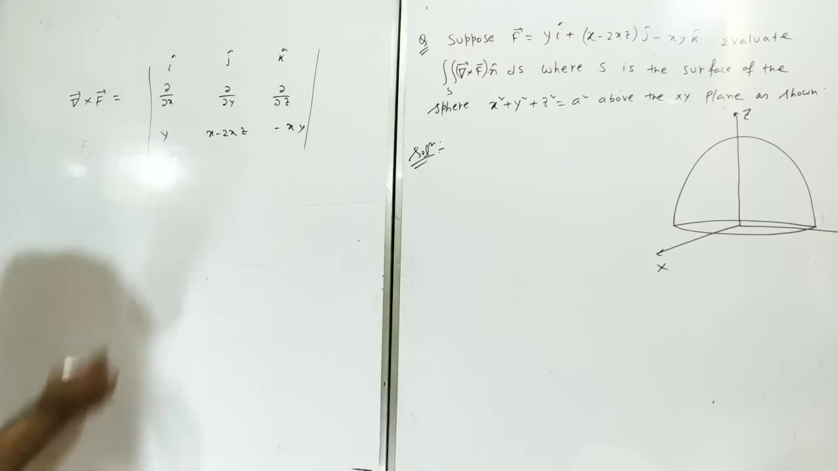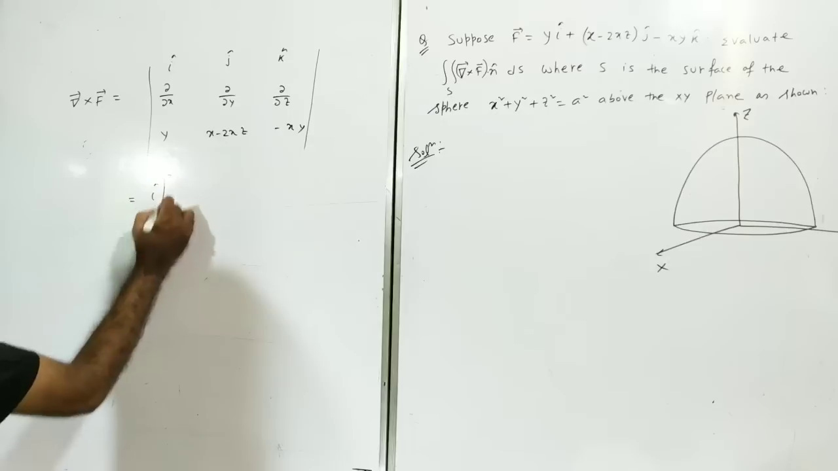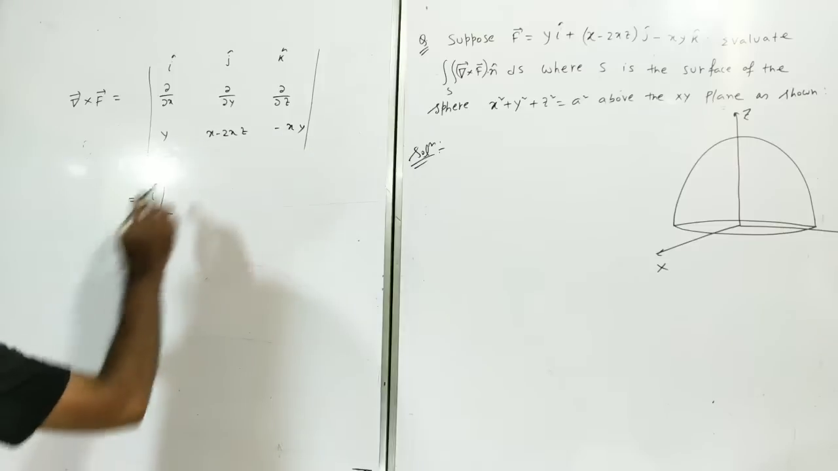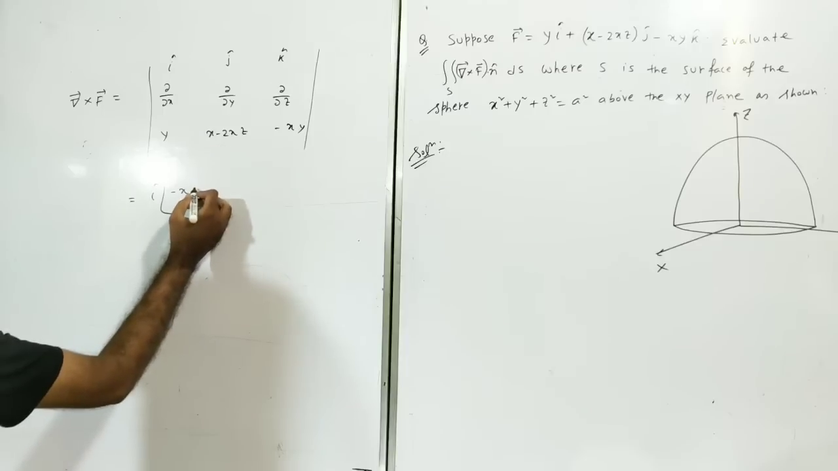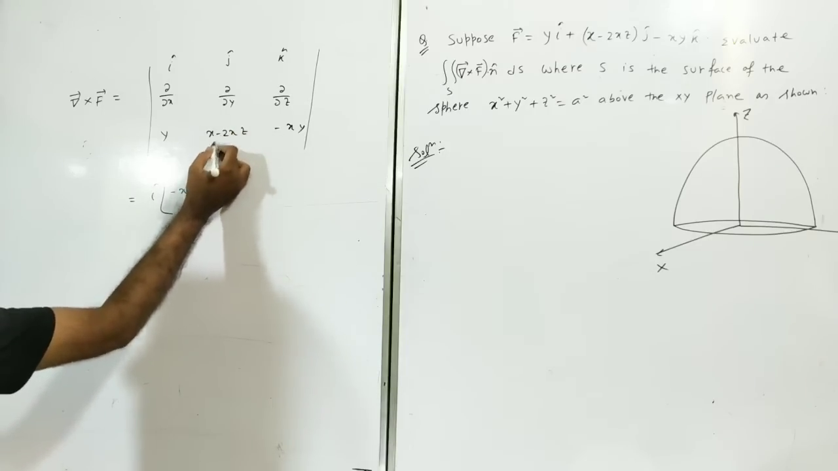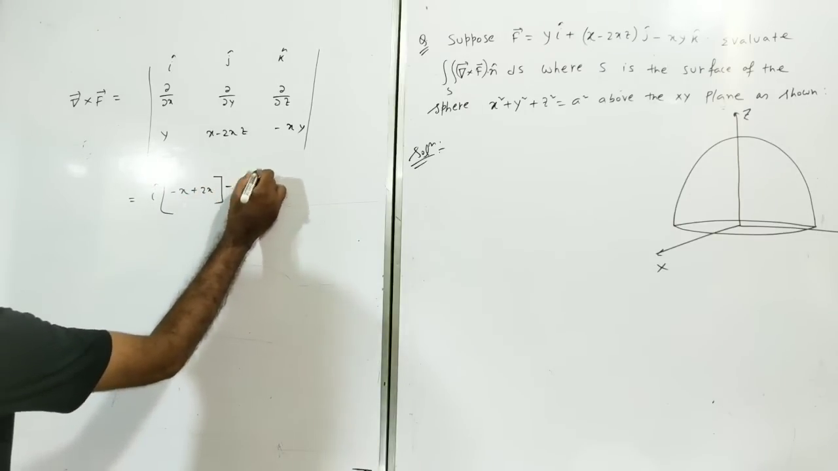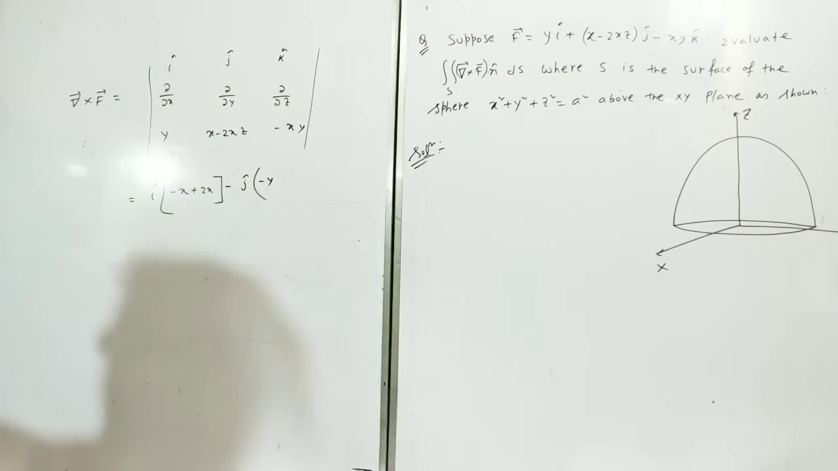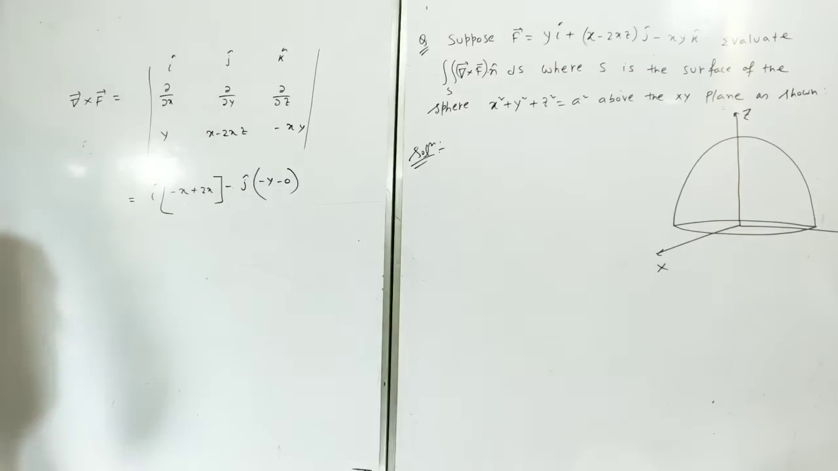So what is the solution of this determinant? We first choose i cap. It will be i cap into, ignoring this column and this row, del y of this, which is minus x, minus del z of this, which is minus plus, so it will be plus 2x. Similarly, we can find minus j cap, and if we ignore this row and column, that will be del x of this, which is minus y, and del z of y is 0. Similarly, we can find the j cap part also.